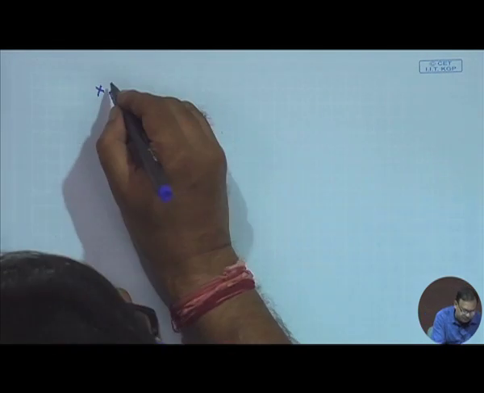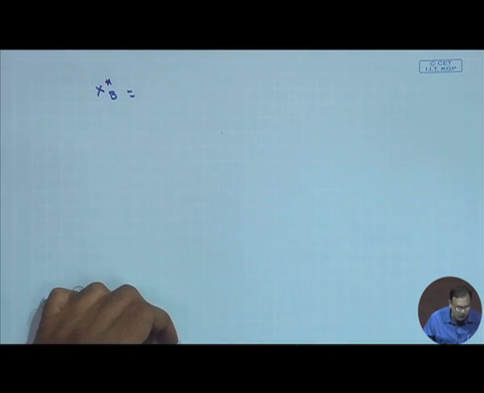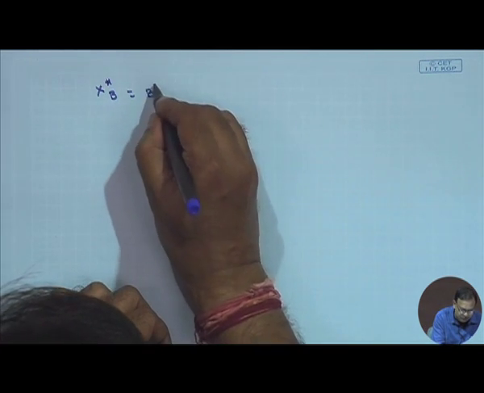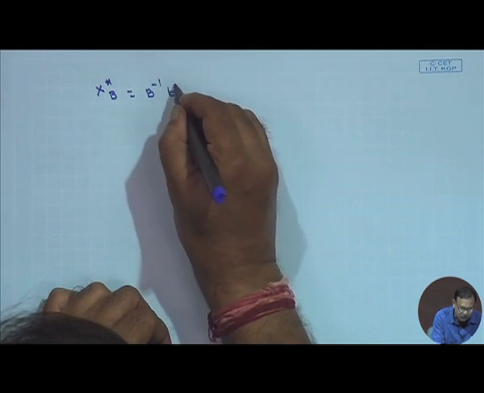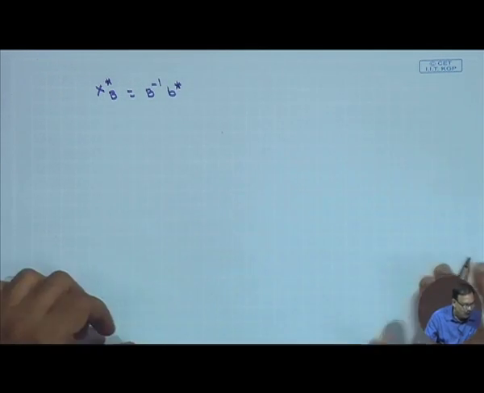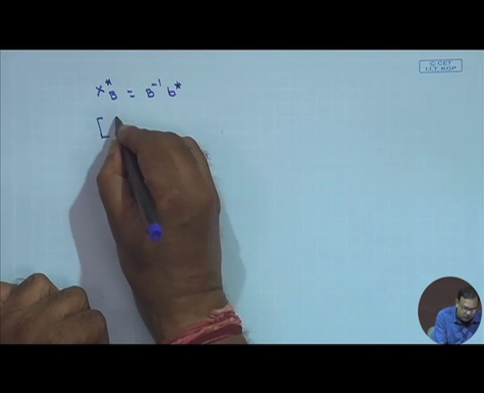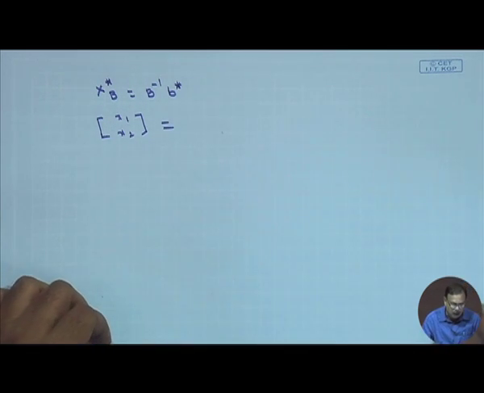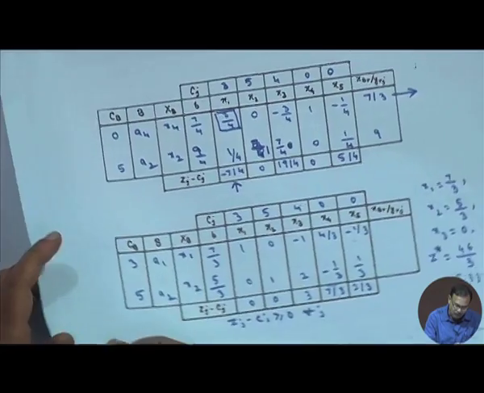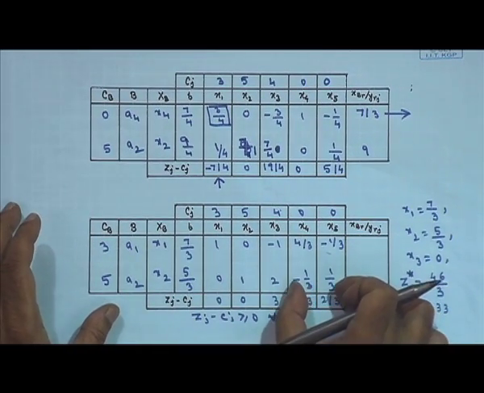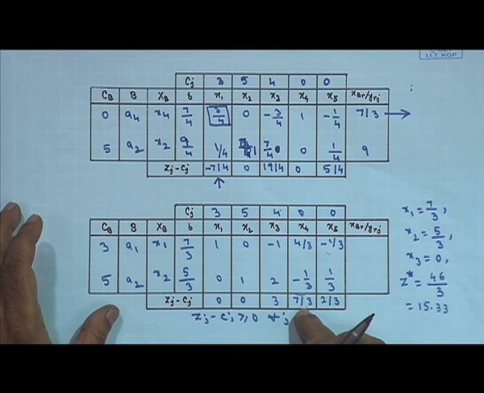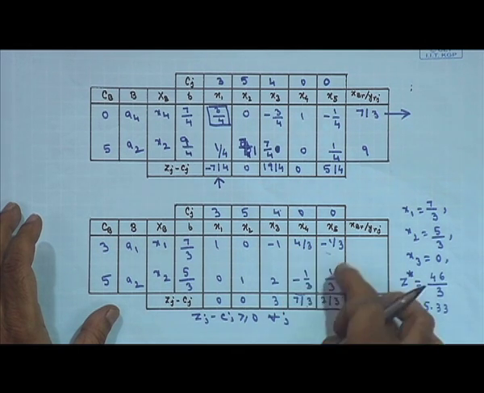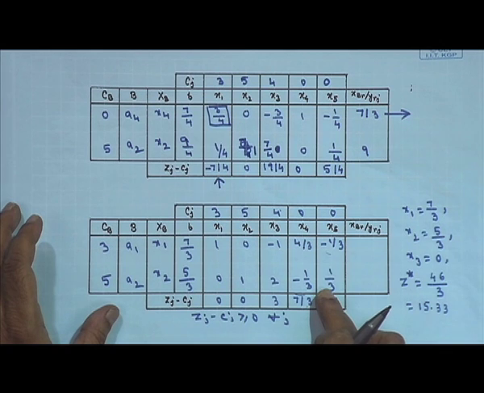equals B inverse B star. This value of x B star, or in other words x 1 and x 2, equals what I can write down from here, taking the corresponding values. This I have taken as x 4 and x 5. So, the B inverse matrix is nothing but this one. This is your B inverse: 4 by 3, minus 1 by 3, minus 1 by 3 and 1 by 3.